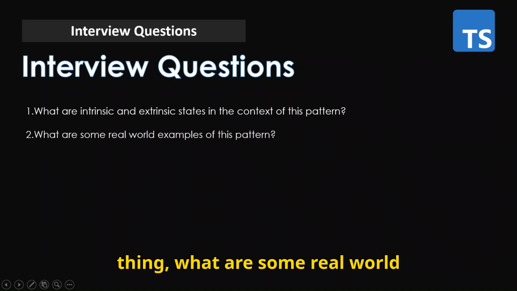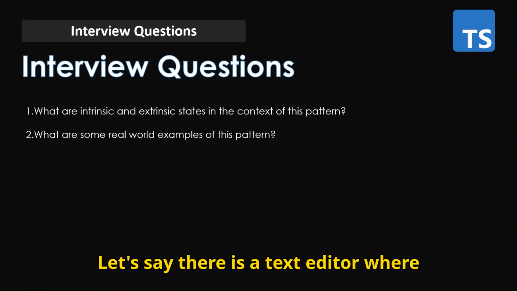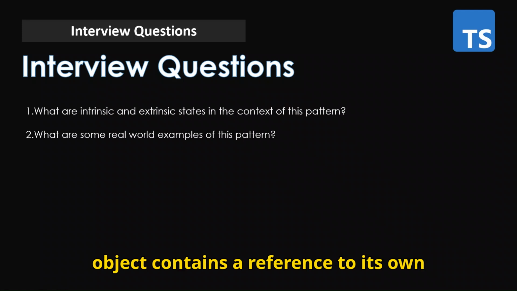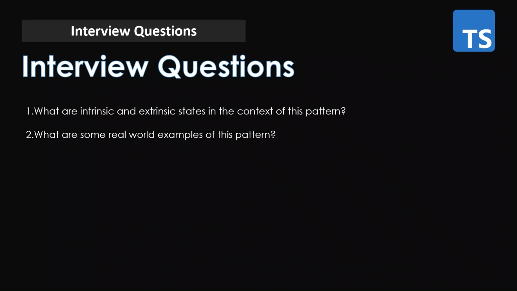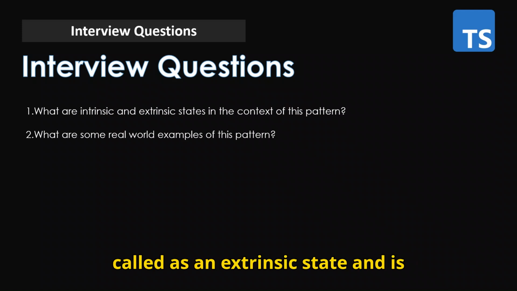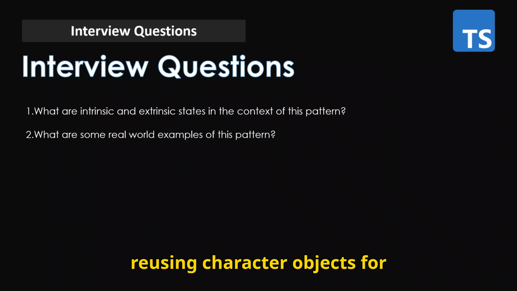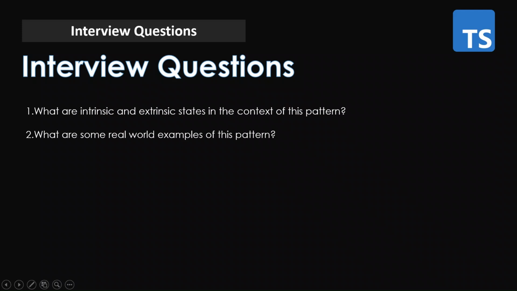Second thing, what are some real world examples of this pattern? Let's say there is a text editor where characters are flyweights. So each character object contains a reference to its font, size, and other formatting details. Those formatting details will be called an intrinsic state, while its position in the document will be called an extrinsic state and is stored externally. So by reusing character objects for different occurrences of the same character, memory usage is minimized.